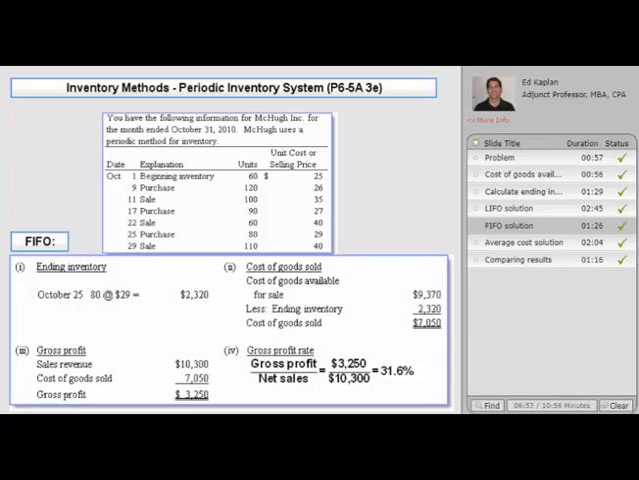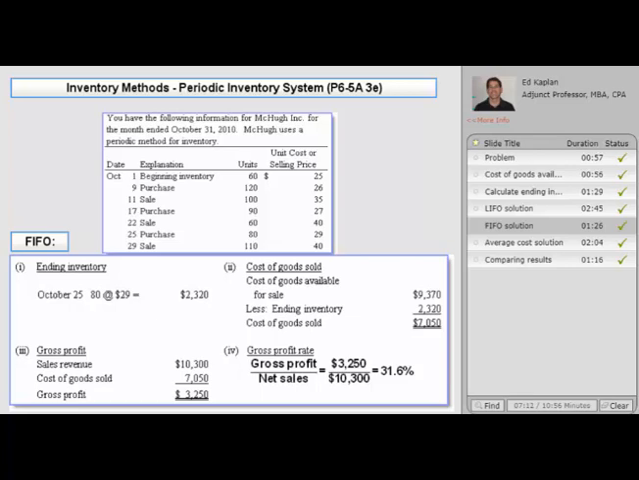Cost of goods available for sale, we already calculated at $9,370. We subtract the ending inventory that we just determined using the FIFO inventory cost flow assumption, and we come up with cost of goods sold of $7,050.